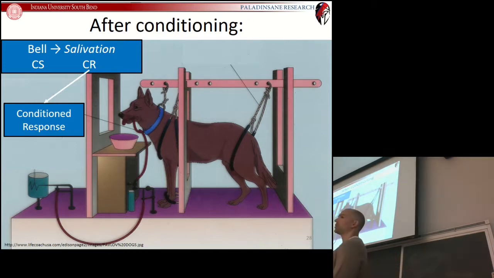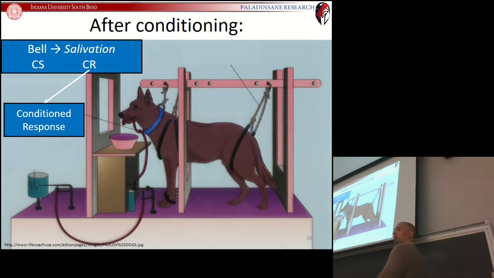So the unconditioned stimulus causes the unconditioned response. The conditioned stimulus causes the conditioned response. And this is the evidence of learning. The bell used to do nothing. Through classical conditioning, there's now a change where the bell has become a conditioned stimulus causing the conditioned response.